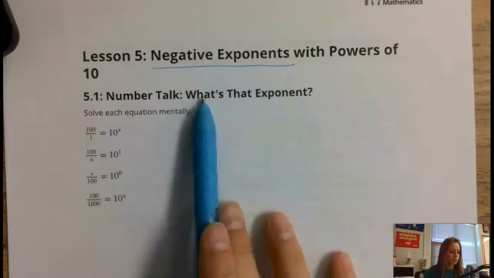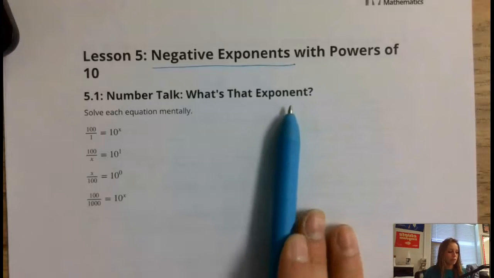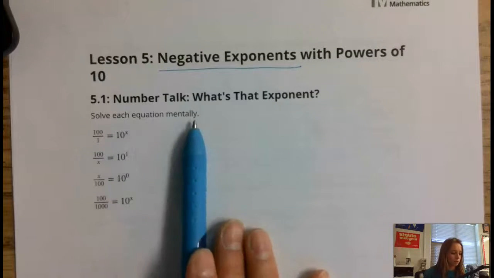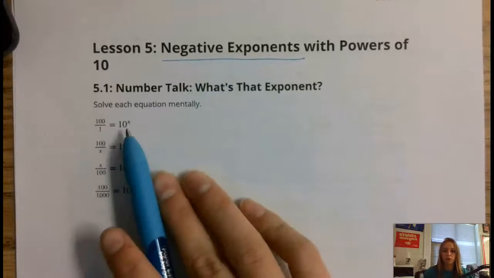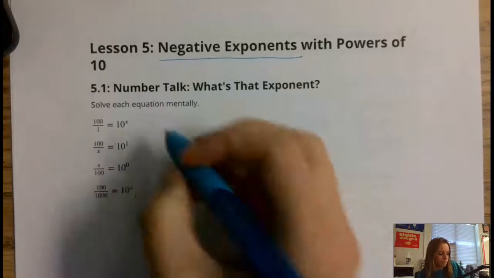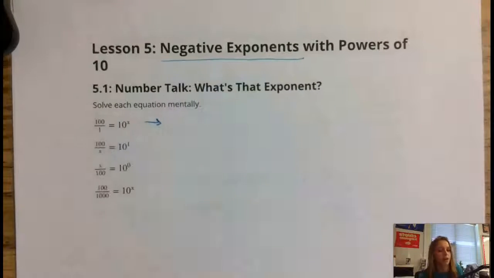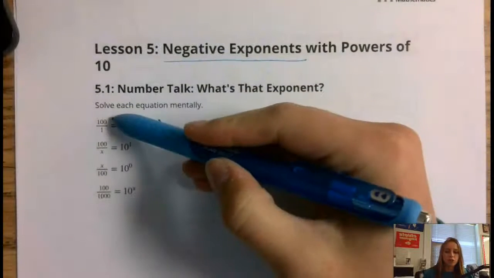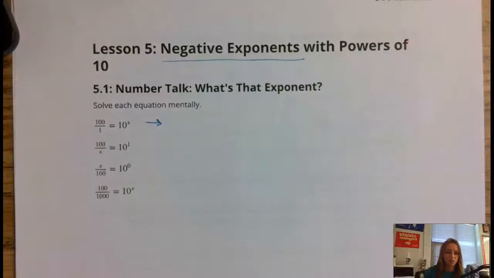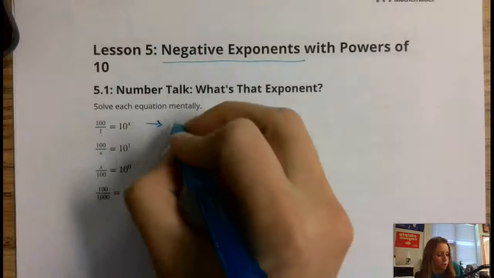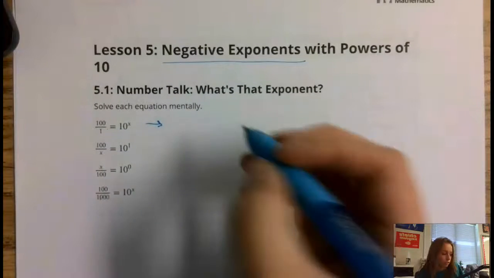Alright, so number talk, what's the exponent? So solve each equation mentally. What this is saying is, I'm just going to rewrite these off to the side. So 100 over 1 is the same as just saying 100, because 100 divided by 1 is 100.